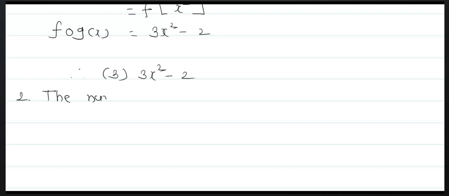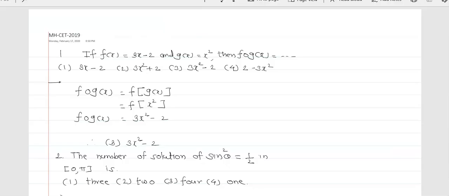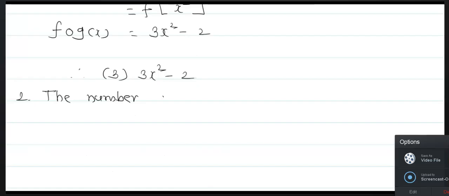Question number 2. But before that, we will see again the solution. Here, if f of x is equal to 3x minus 2 and g of x is equal to x square, then find f of g of x. The g of x is x square, and what is the f of x? f of x is 3x minus 2. Therefore, it is 3x square minus 2, and hence option 3 is the correct one. See this again here. Next.